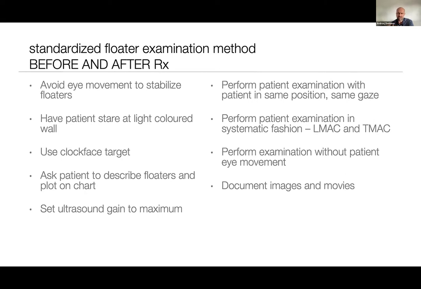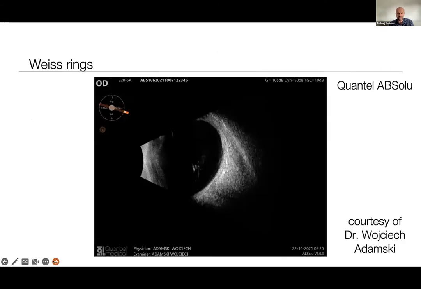What is really important in those eyes is to have the standardized floater examination method, which basically starts with stabilizing the eye and trying to focus on the location of the floater at a specific distance to the retina, to assess the distances without any movement of the eye. Then you can go on with a dynamic exam and see what happens during eye movements. But it's something that would be discussed by Dr. Adamski as well.